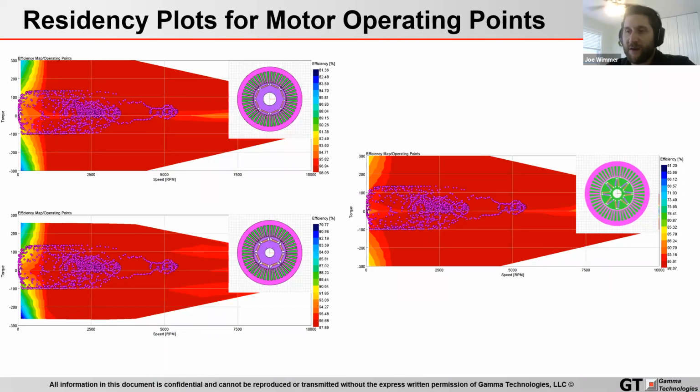So with this type of analysis, we're able to look at residency plots on the actual motor. So we can see how frequently we're operating in these different portions of the motor in order to determine, okay, can we size this down? Do we need to size it up? Do we need to increase the number of slots or poles, and different things like that?